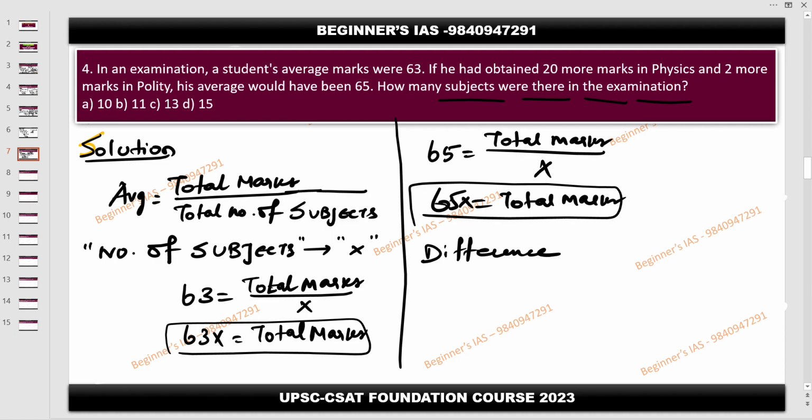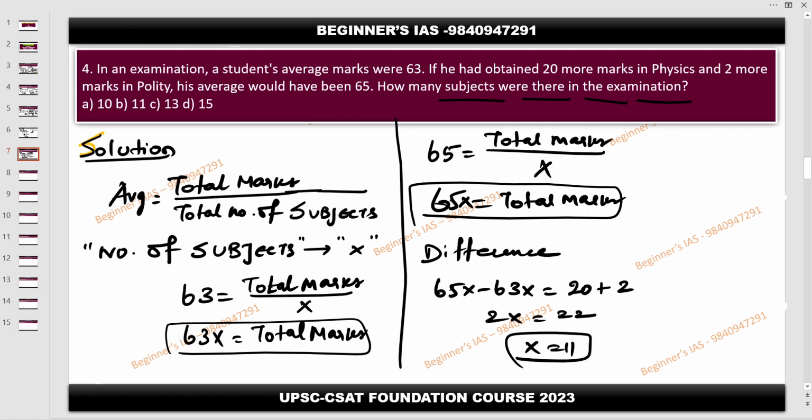So what would be the difference? 65x minus 63x. If you subtract this, what would be the result? The 20 marks in physics and 2 marks in polity are the additional marks here. So 2x is equal to 22. Then x is equal to 11. This is going to be the number of subjects. What is the answer? The answer is option B, 11. Anybody having a doubt?